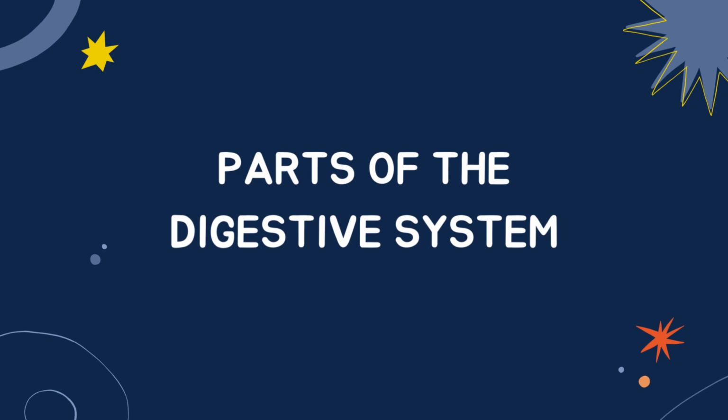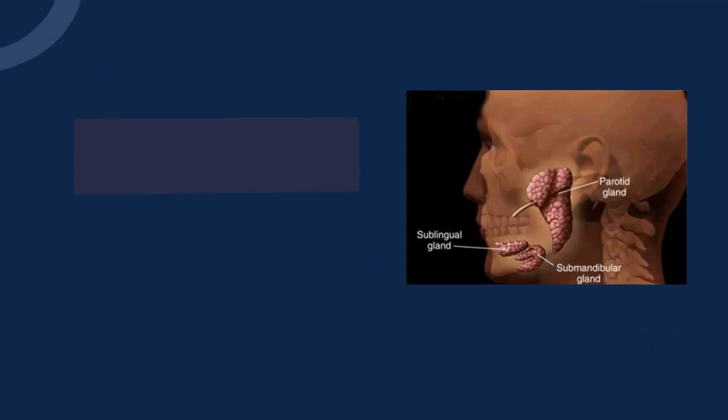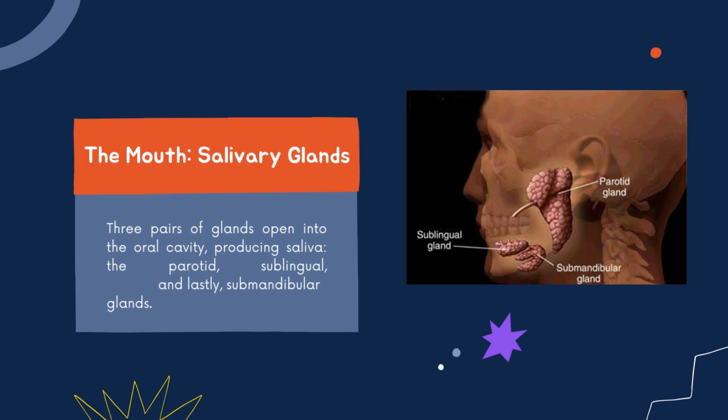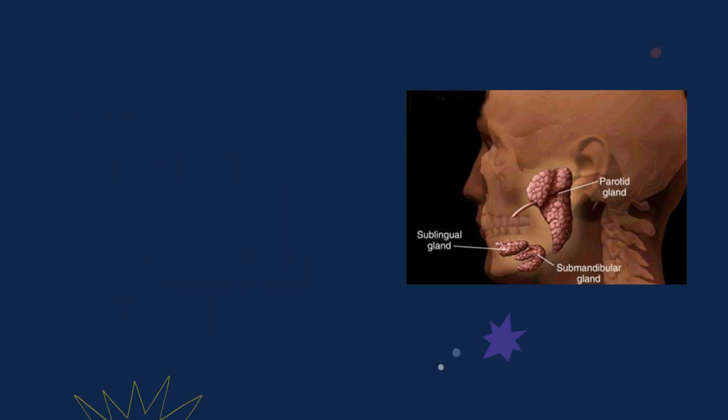Now let's go to the parts of the digestive system. First are the salivary glands in the mouth. There are three pairs of glands that open into the oral cavity, producing saliva: the parotid, sublingual, and the submandibular gland. The sensory organs such as the nose and eyes send a message to the brain. Then, the brain sends the message to the salivary glands, which secrete the chemicals to begin the digestive process.